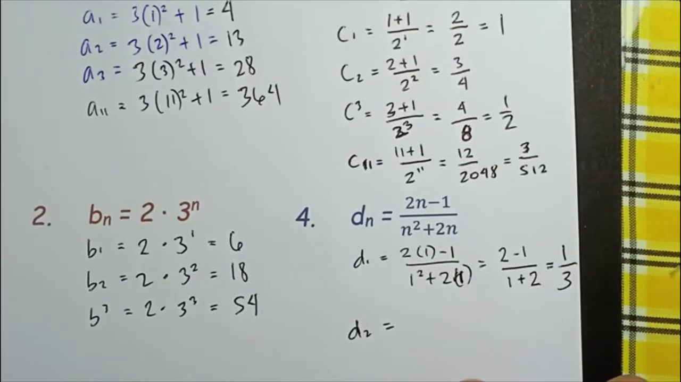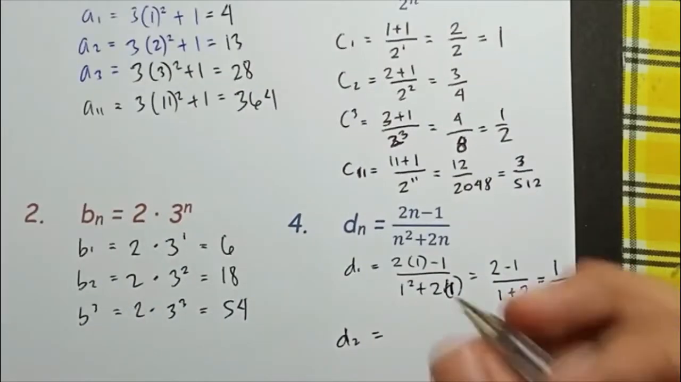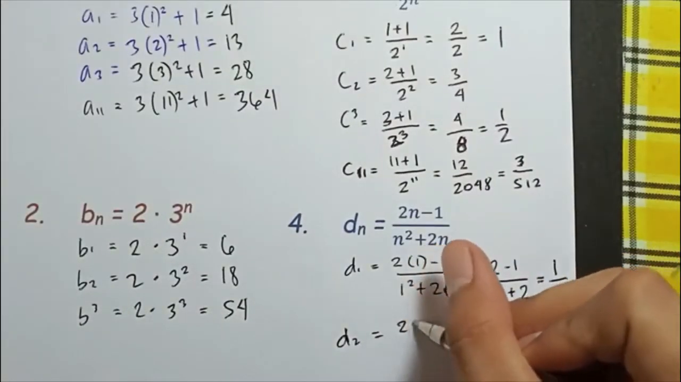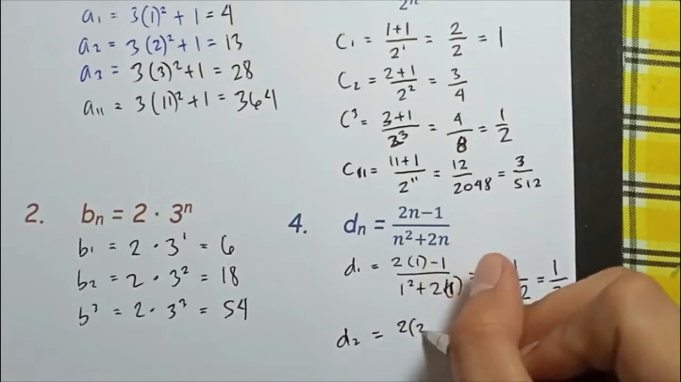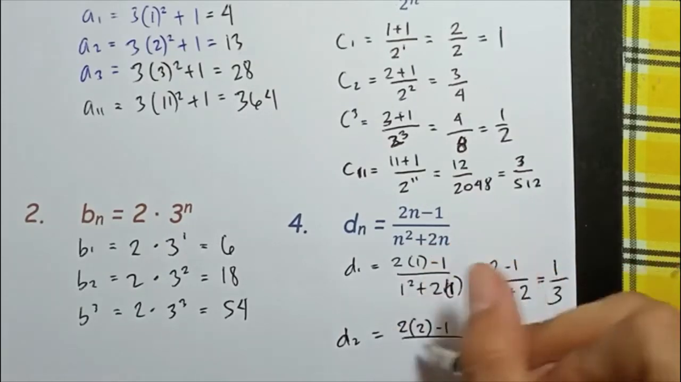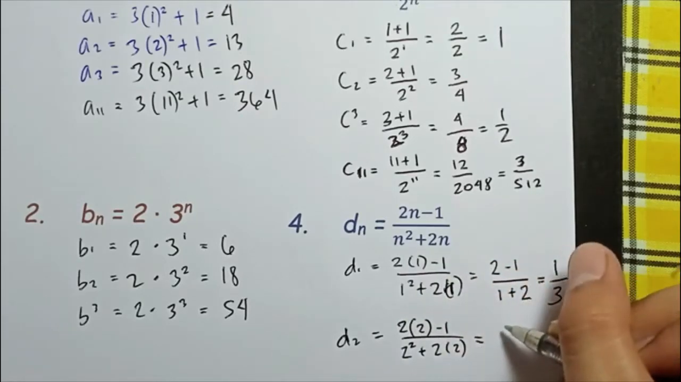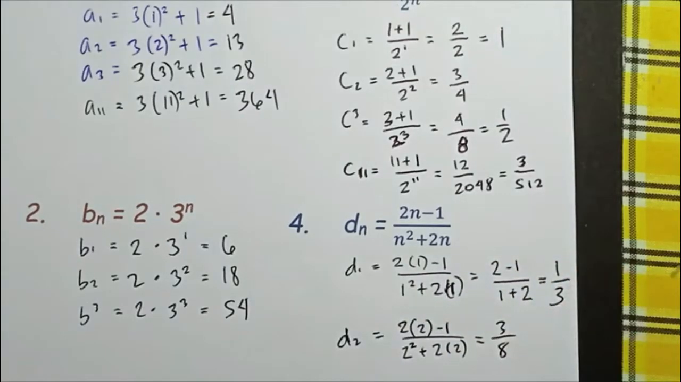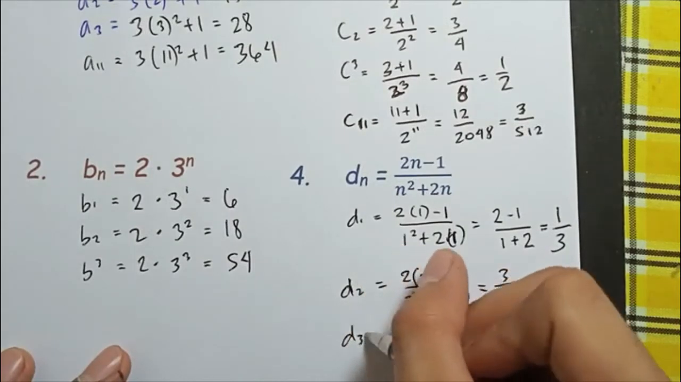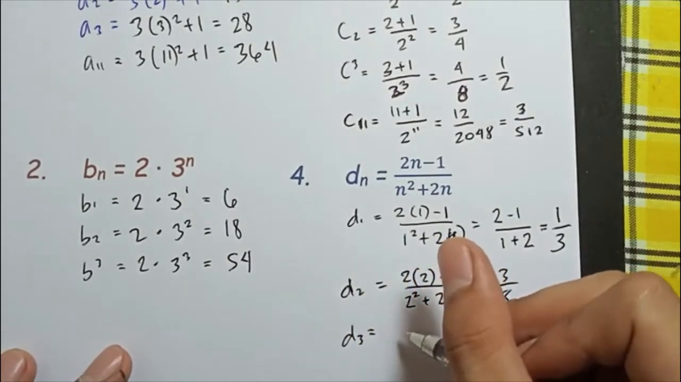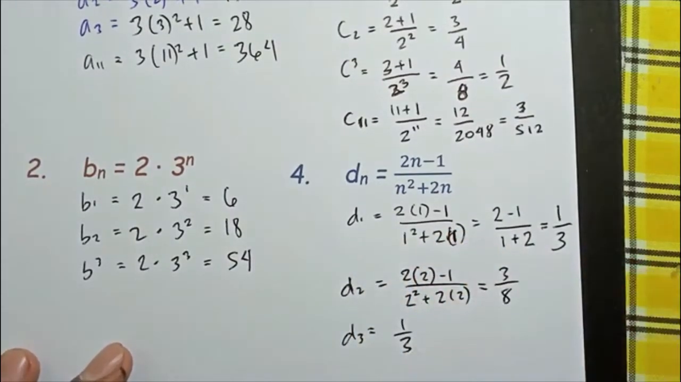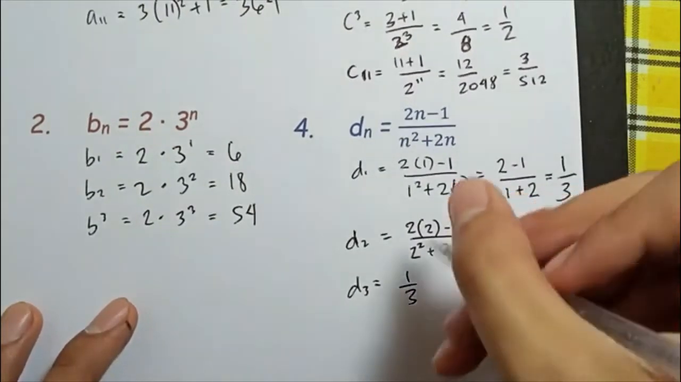D sub 2 is 2 times 2 minus 1 over 2 squared plus 2 times 2. So answer is 3 over 8. Then d sub 3 natin is 1/3. So kaya na mag-solve. Nakita nyo naman, substitution lang.